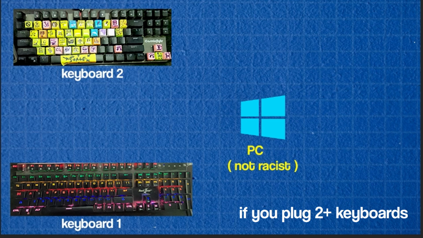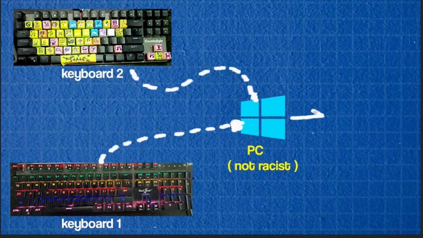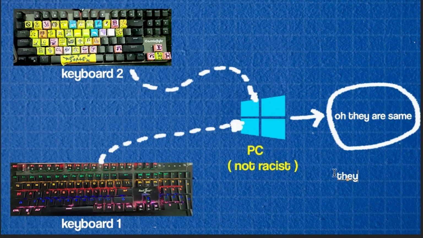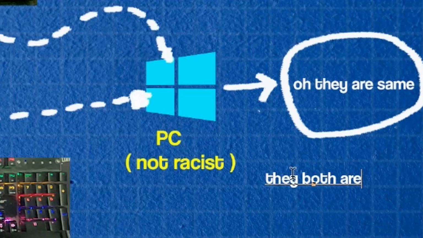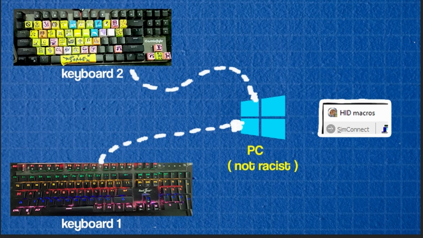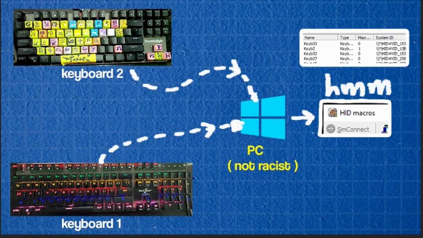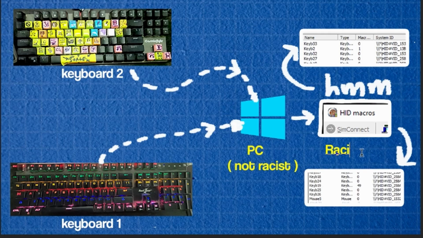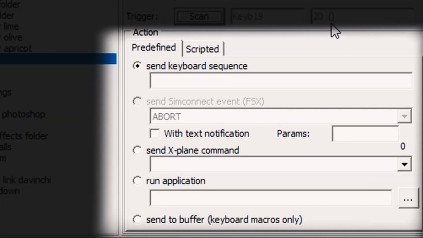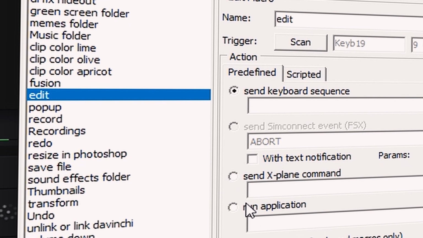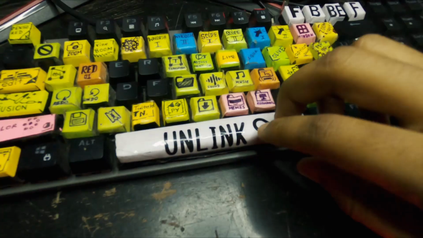That's what he said. Normally, if you plug 3 keyboards in your PC and press the same key, it gets recognized as the same key input by Windows, but not by this piece of software called HID Macros. This software determines which signal is from which keyboard precisely and allows you to put a separate action for it. In other terms, it converts that key into a macro for free, like a free Stream Deck.